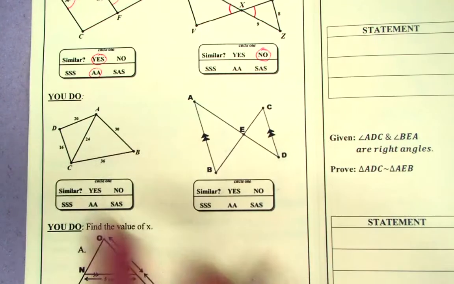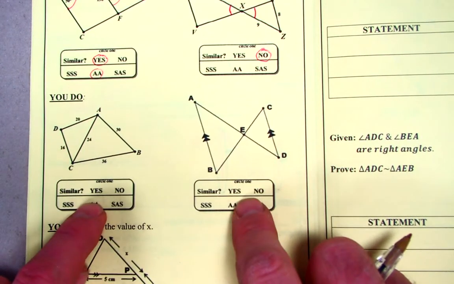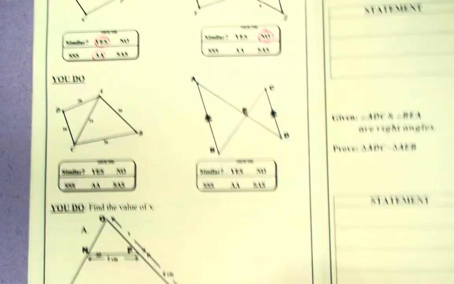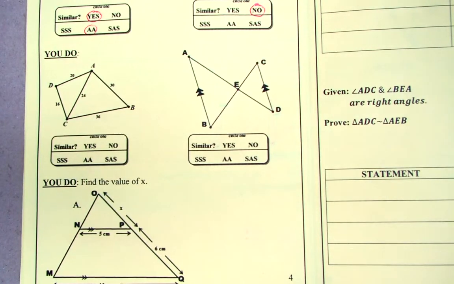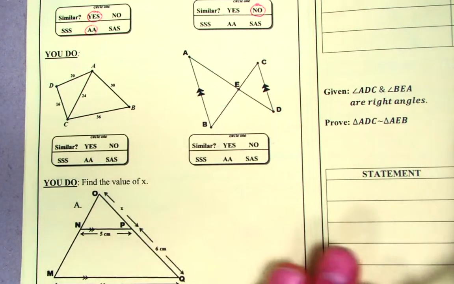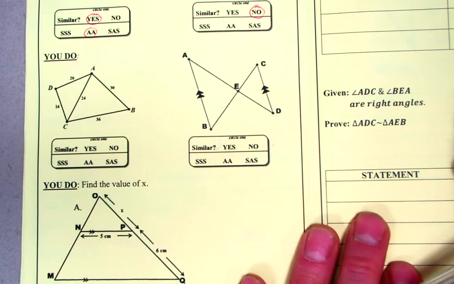All right, so go ahead and just check out these two, determine if they're similar and by what criteria, and then down below, you're going to write and solve a proportion to solve for x, to find the value of x. Okay, so pause the video, do those three, and then on the next page, we're going to start some proofs.